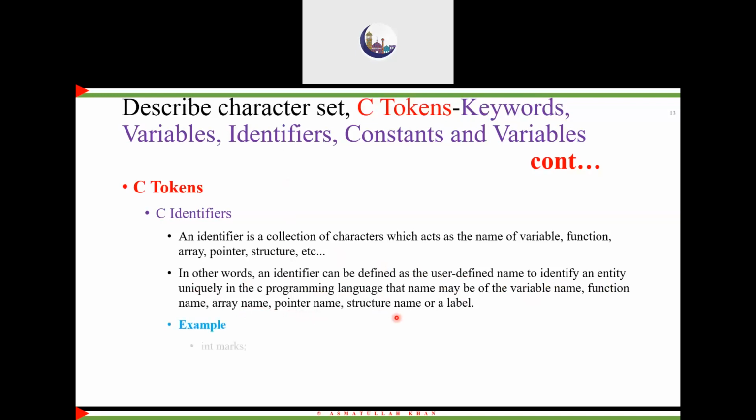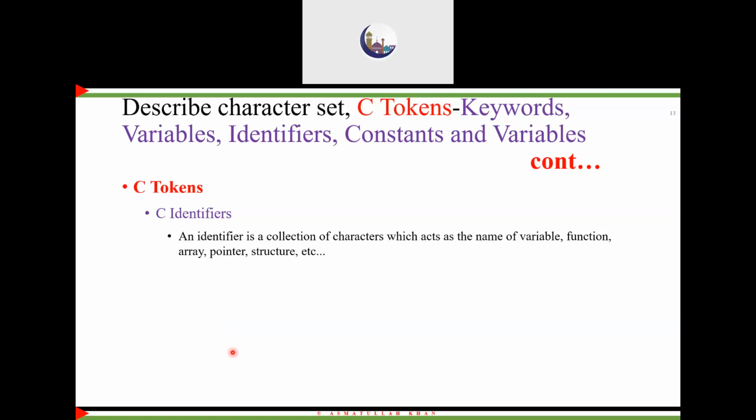In a few examples, for example, I want to create a variable which can store marks. So here marks is the identifier for me. To define that it is a variable, I'm using a word here called int. This int is a reserved word which tells that this noun word is going to work as a variable to hold a value inside it.